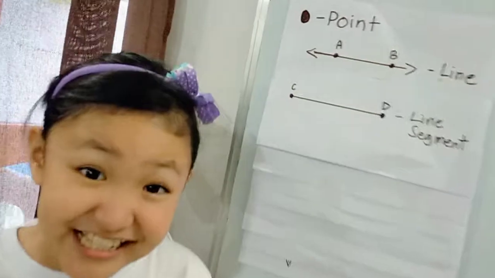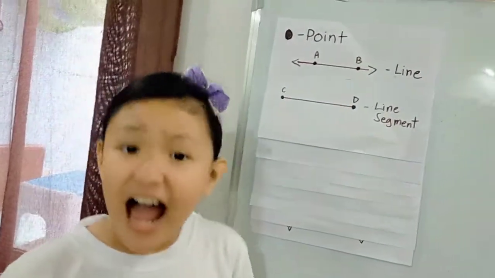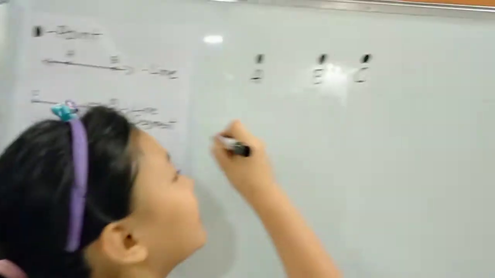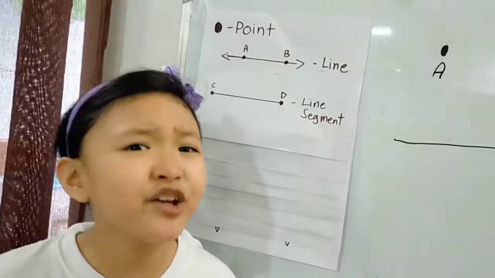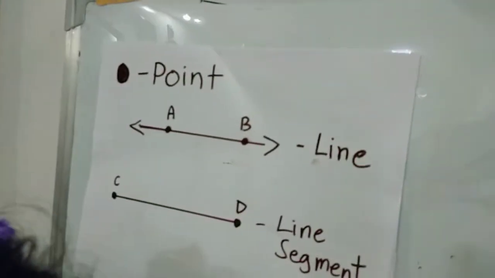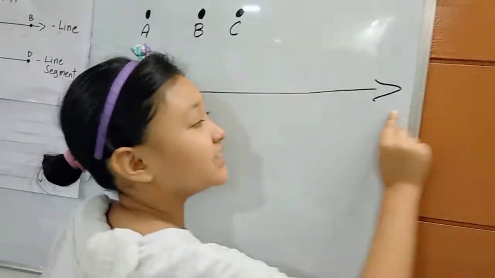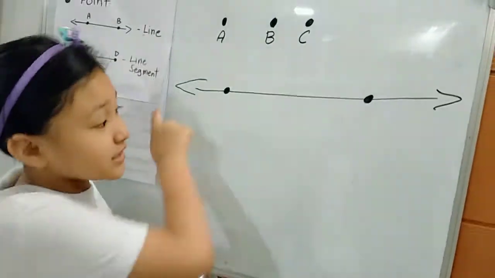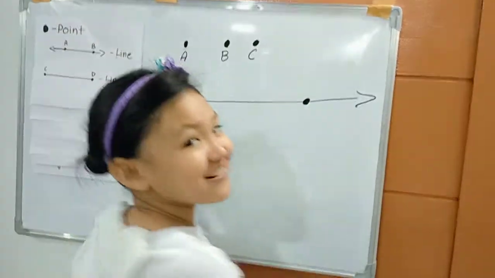Next, what is a line? A line has no endpoints. It can be extended in both directions. Actually, a line is never ending. So, the mathematicians thought of a way on how we can write a line. They said that we should put arrows on the end of the lines. Arrows on both ends of the line. The arrows on both ends mean that it can be extended in both directions.